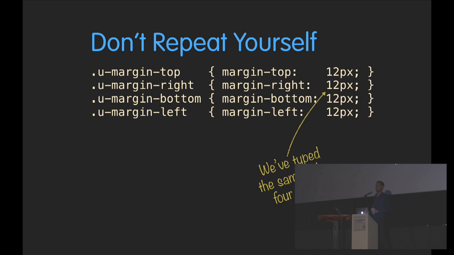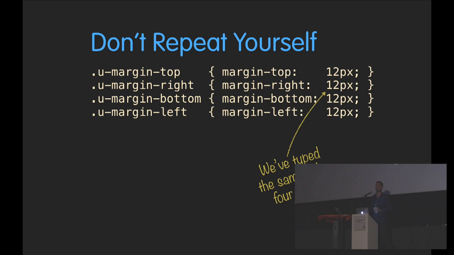But the fact we've written it four times means that if our baseline grid changes to 18 pixels, we've got to change it in four places. Or even worse, we forget that we have to change it in four places, and we get one 18 pixels and three 12 pixels. This leads to disparity and inconsistency throughout a code base, which then is the start of a downward spiral. We don't understand what's going on in the system that we're maintaining, and it just gets more and more difficult.